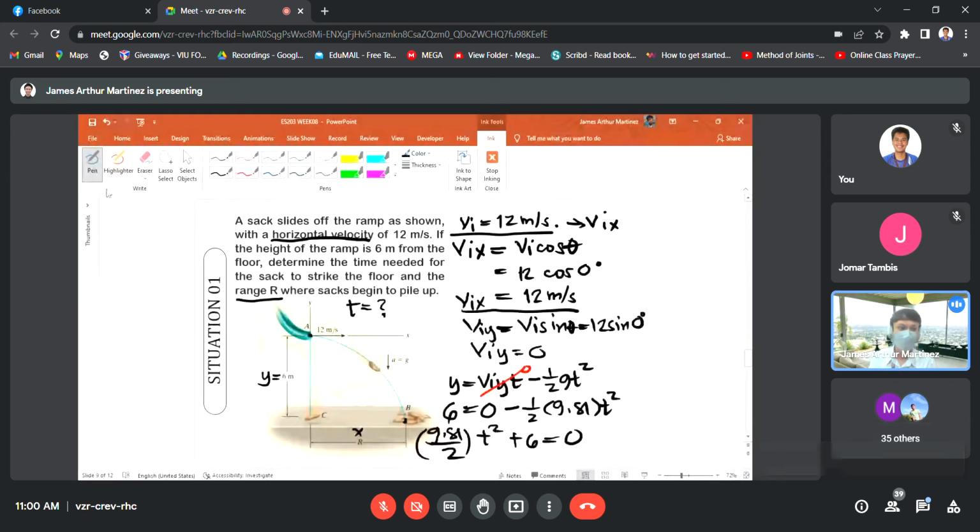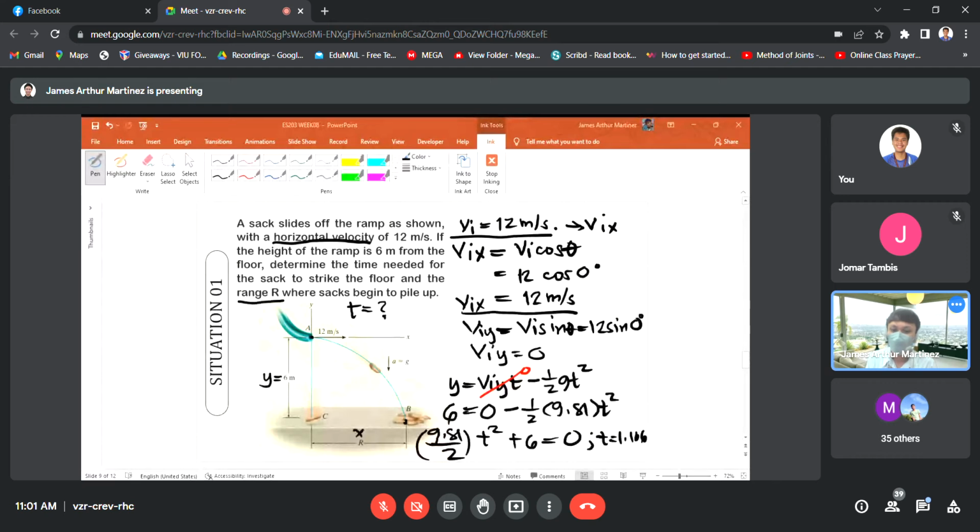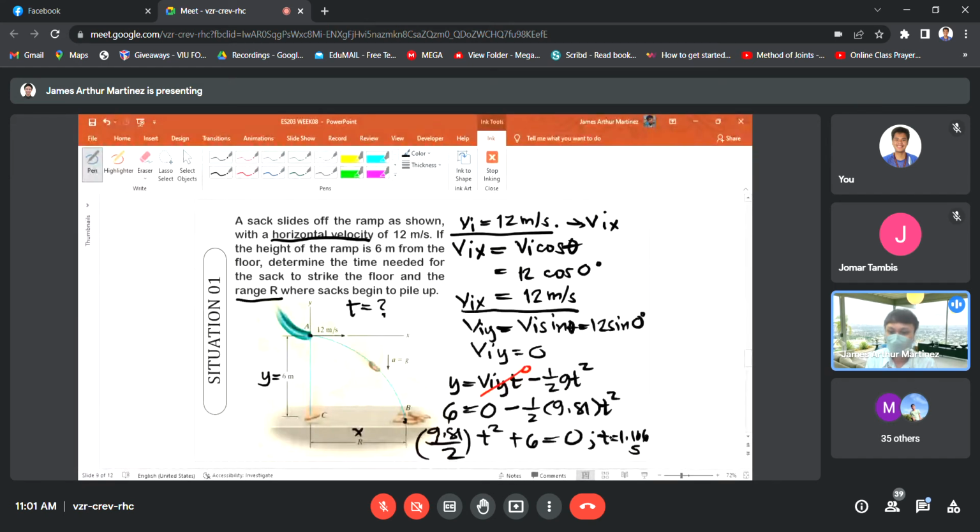1.106. Okay. Therefore, time is equal to 1.106 seconds. So we have now solved for time. Meaning, the time duration of our projectile motion is 1.106 seconds.